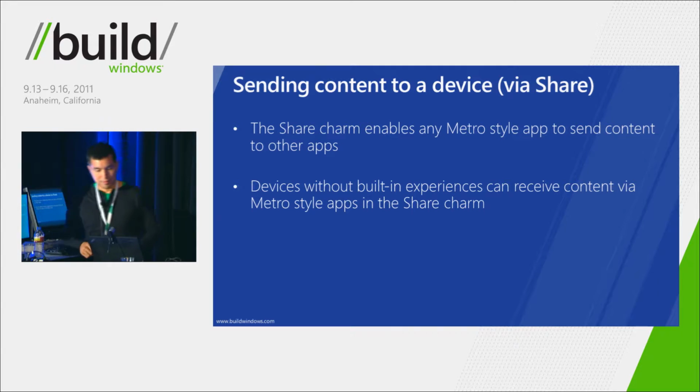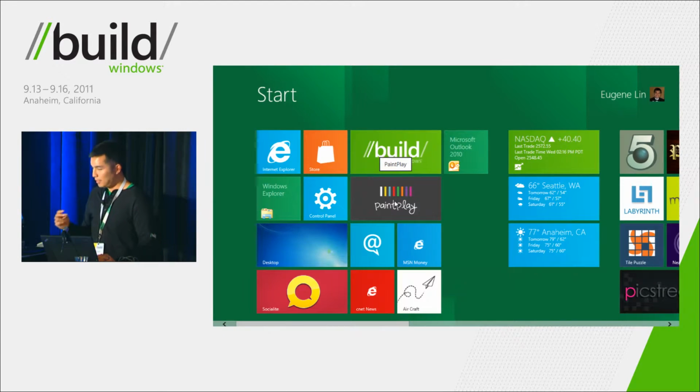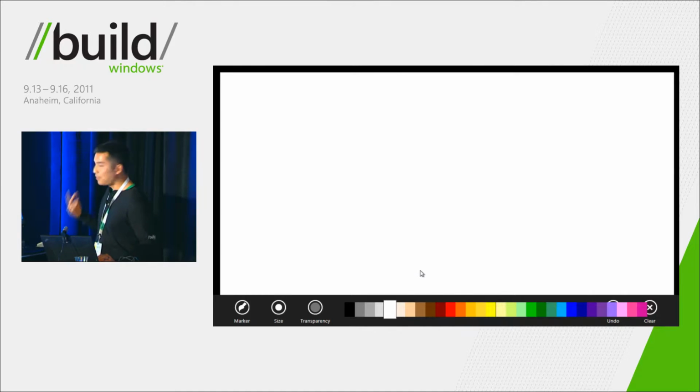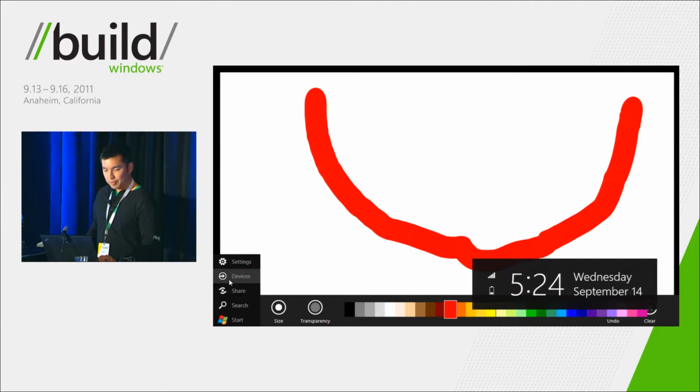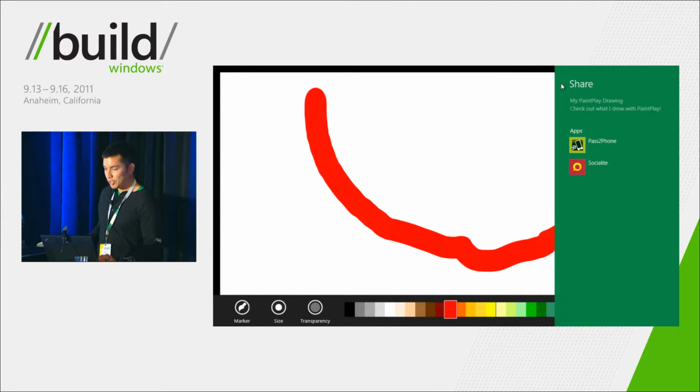Let's take a look at how that works. Here I'm going to go into PaintPlay, which is another simple app that our interns did over the summer. And I'm going to draw a really beautiful, complex picture. I'm going to draw a big smiley face. And I've decided that I really like this, and I would love to have that as a homepage image on my phone. So what I can do is simply go into the Share charm, and Share shows me all of the apps that can take this content and share it in some way. You'll notice that the Pass to Phone app, the one that was recommended by the manufacturer, is now shown here because it can be a Share target.